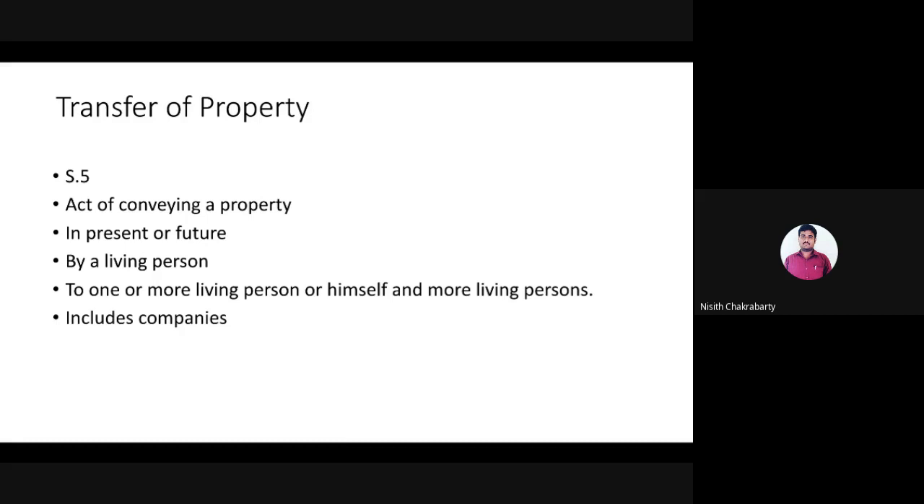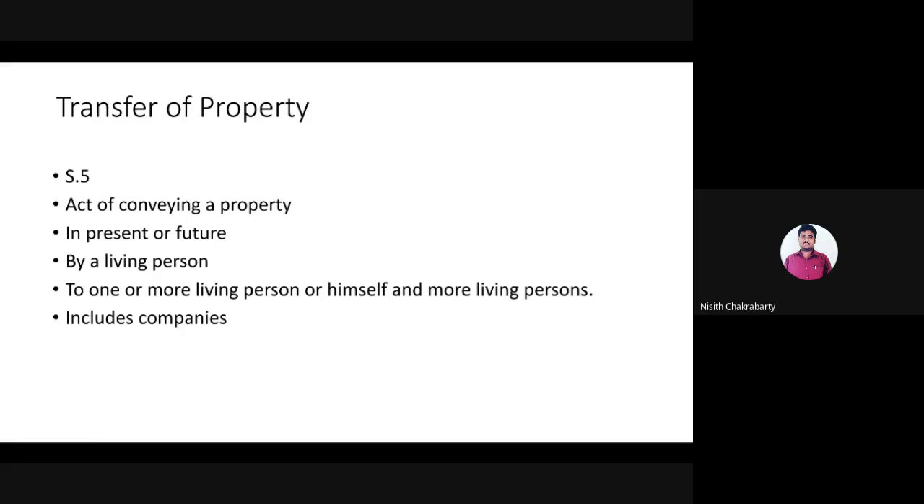And coming to section 5, which is defining transfer of property, it says that when I say transfer of property, it means an act by which a living person conveys his property. So 5 ingredients you have to remember in order to know what is a transfer of property. That act of conveying a property must be either in present or in future. I can say that right now I'm transferring, or on the happening of certain event, or at a future date I'll deliver it to you.